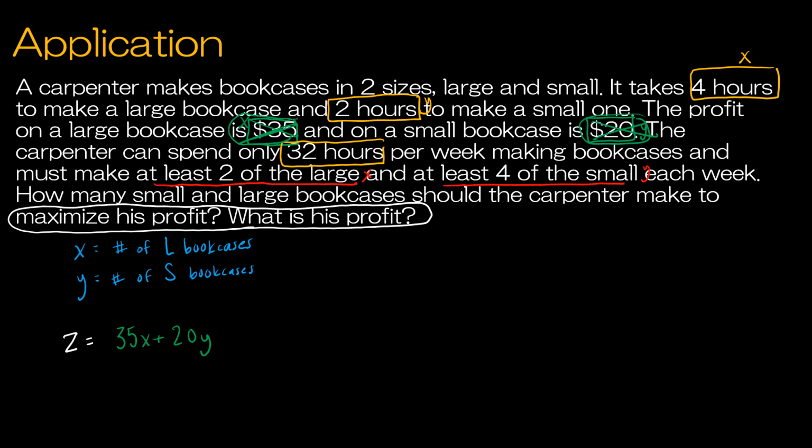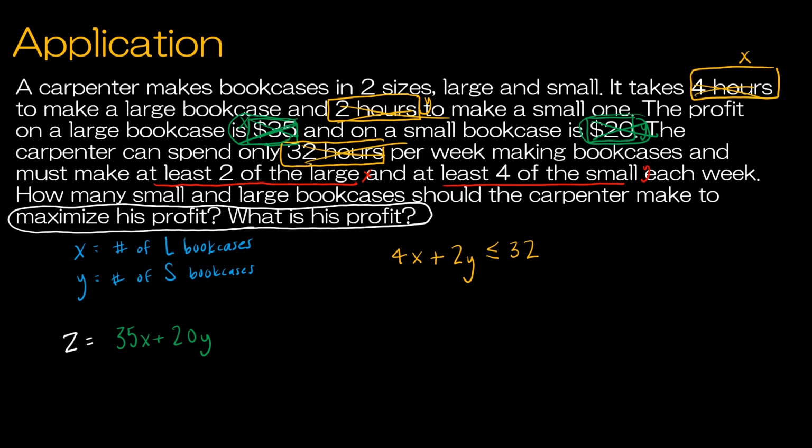values. Let's take a look at the yellow, what I've boxed in yellow. We have that it takes 4 hours to make a large bookcase, and it takes 2 hours to make a small one, and I have to spend 32 hours or less. So can only spend 32 hours means it can't go over 32 hours. That's a constraint. Let me cross those off.